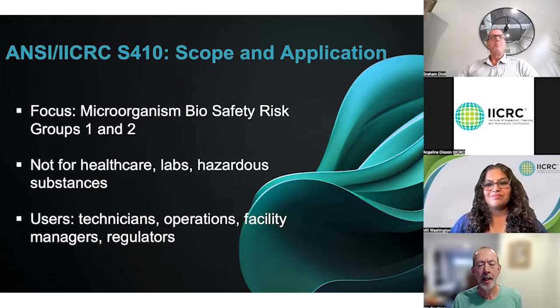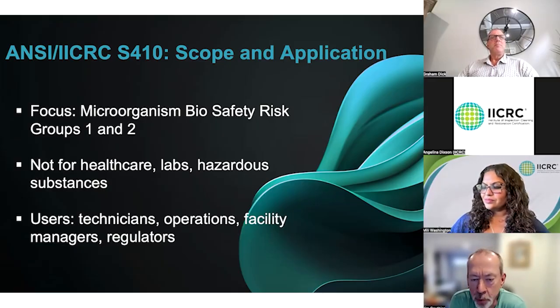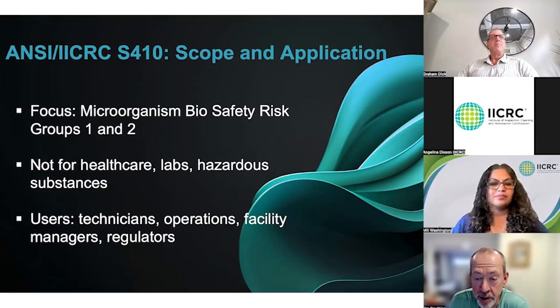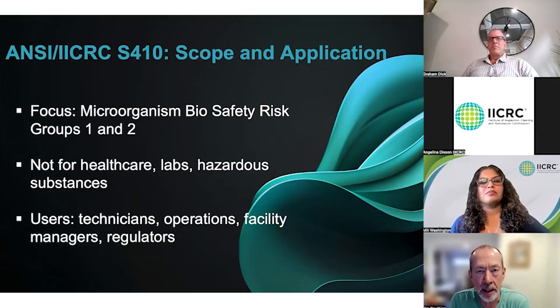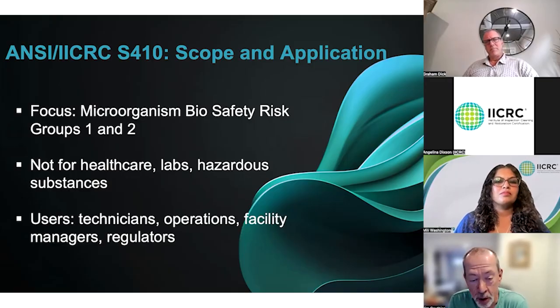Yep. So Graham has set this up quite nicely. The scope of the document is actually very important to understand. The S410 discusses cleaning and disinfection for biosafety risk groups 1 and 2 organisms. So even with my microbiology background, I had to go to our definition section of the document. A biosafety risk group 1 has no or low individual and community risk. So it's a microorganism that's unlikely to cause human disease or animal disease, because we are surrounded by microorganisms all the time, anywhere on the planet Earth.